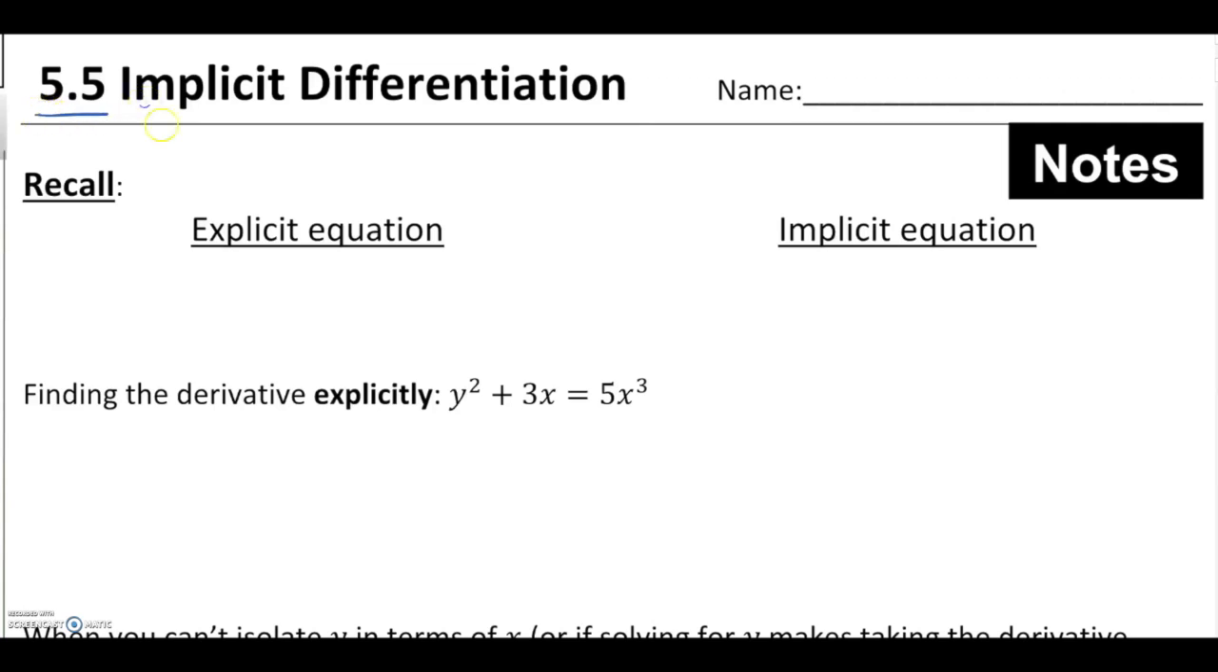Welcome to section 5.5, Implicit Differentiation. And what we need to start with is comparing two different types of equations. The first is an explicit equation, which is what we've used the majority of the year and what you're typically used to using.